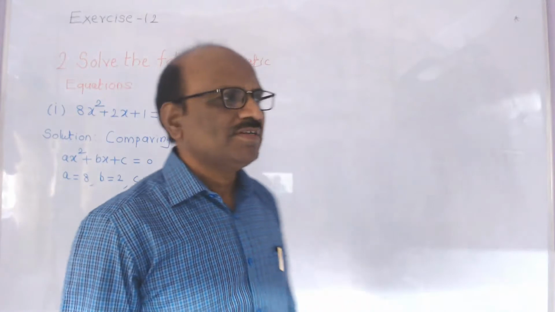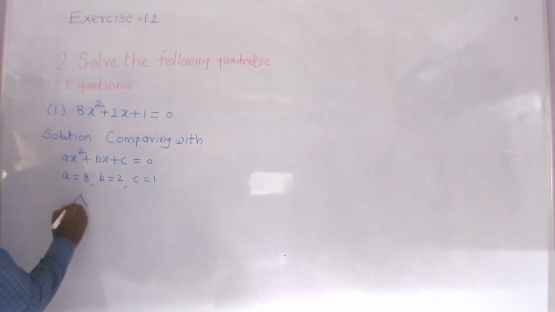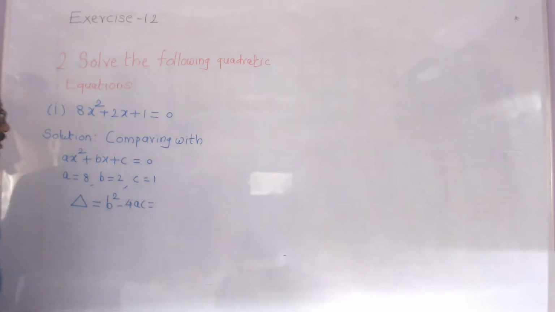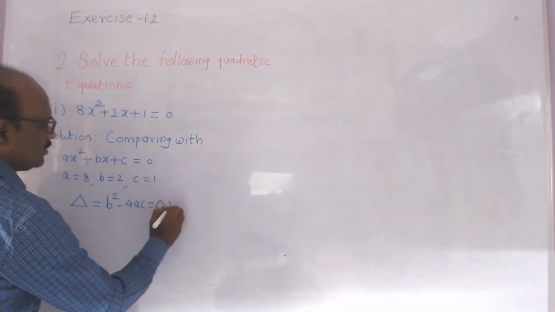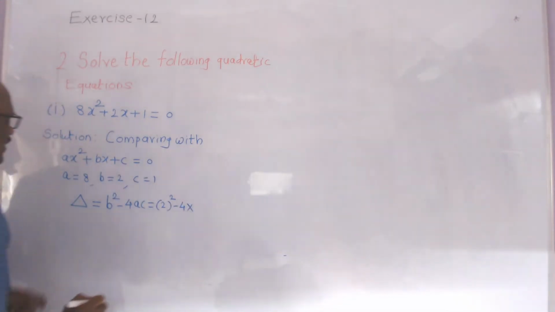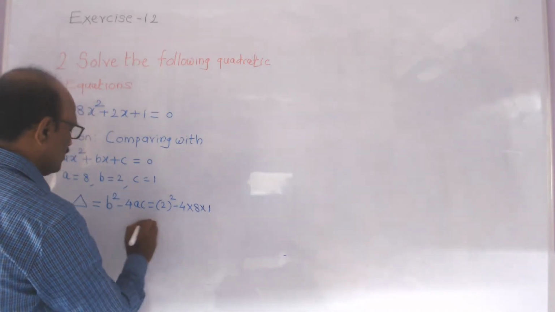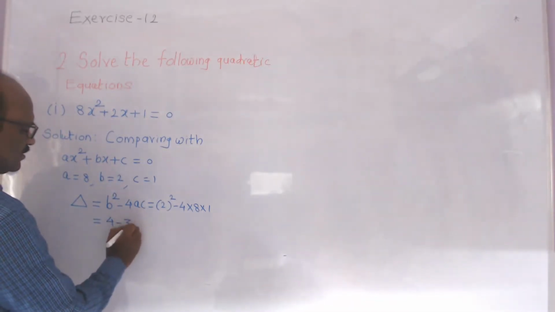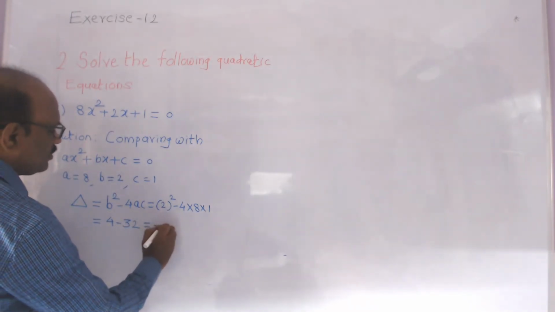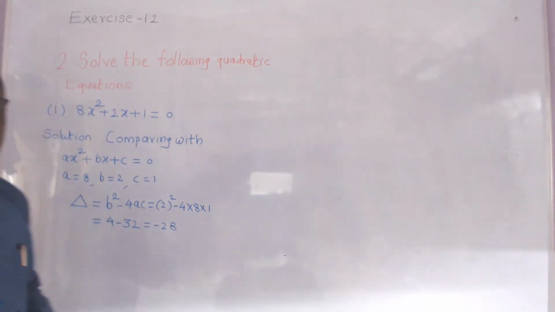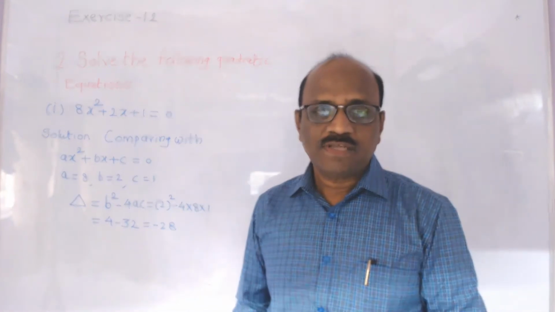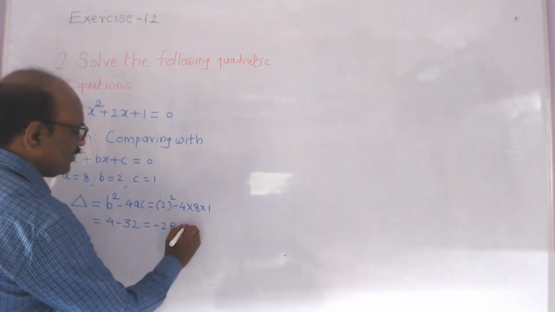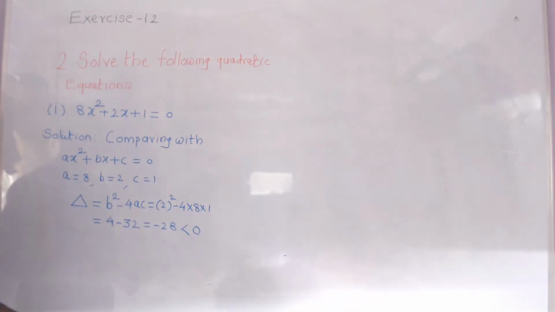Now we'll find the discriminant, that is delta. Delta is equal to b square minus 4ac. The value of b is 2, so 2 square minus 4 times a times c. a is 8 and c is 1, so 2 square means 4, and 4 into 8 is 32, and their subtraction is minus 28. Therefore the discriminant delta is negative. In 10th standard roots are not possible, but here we can find the roots of this quadratic equation, which are complex in nature.